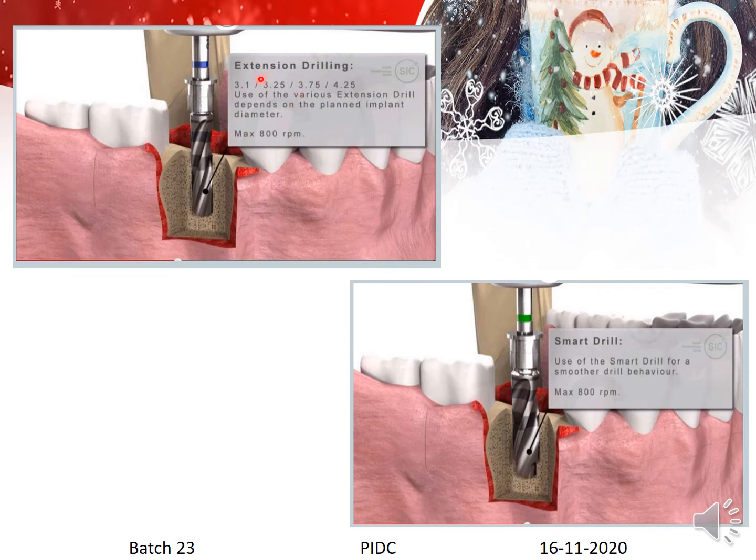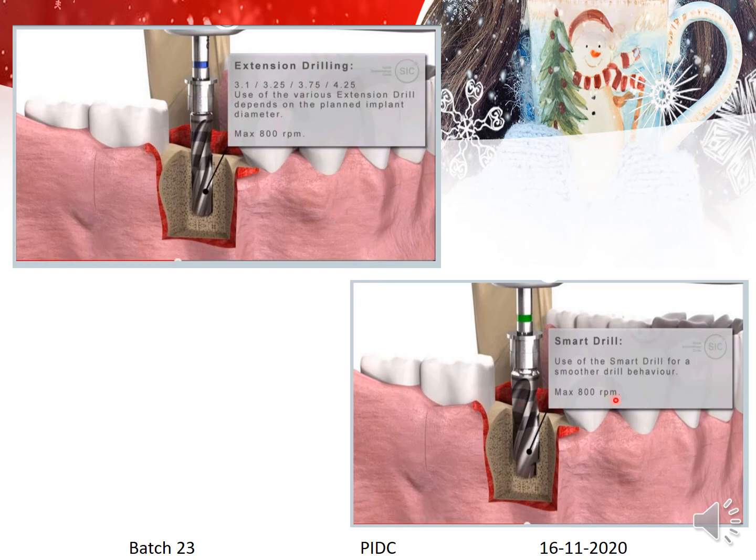and go in for various other drills. This is based on the diameter: 3.1 diameter, 3.25 diameter, 3.75 diameter, and 4.25 diameter. Again, this depends on the planned implant diameter. Supposing you have planned for an implant of around 5 mm, you have to go up to a 4.25 drill. If your implant is only 4, then stop at around the 3.75 mm drill.